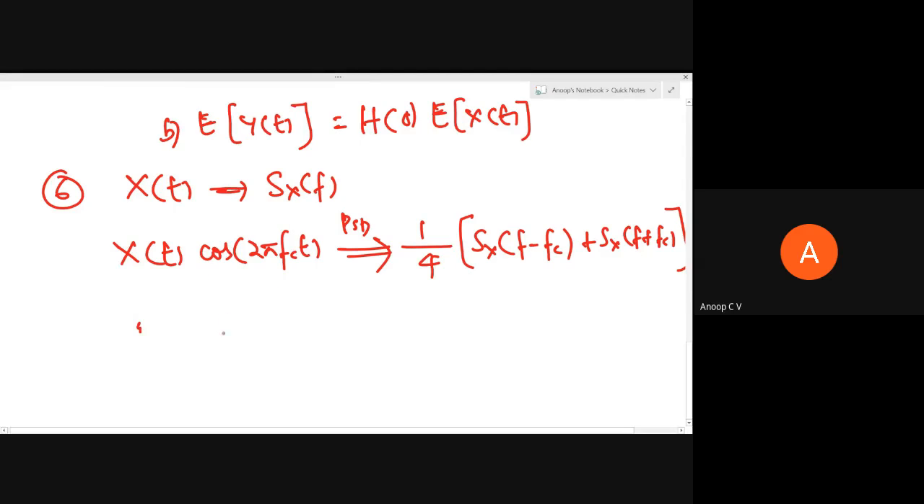So instead of this, if it was sine 2 pi fct, this is the same, but instead of plus, it would have been minus. Instead of plus, it would have been minus if it is sine 2 pi fct. So these are the results.